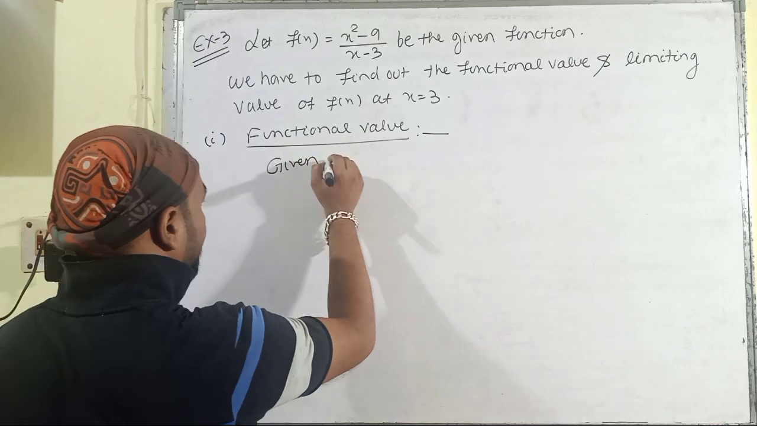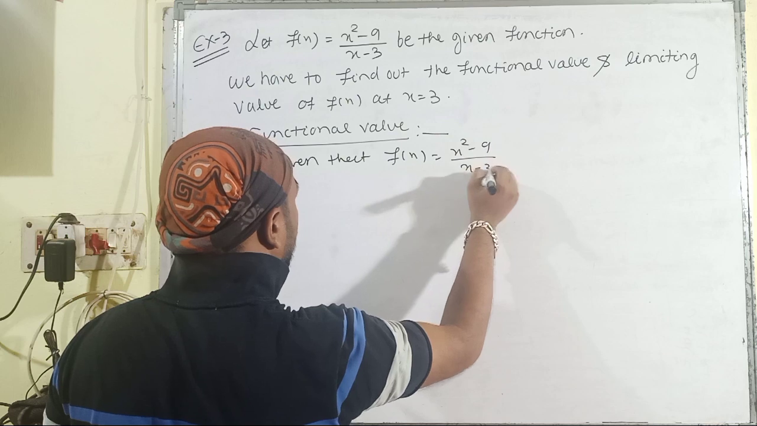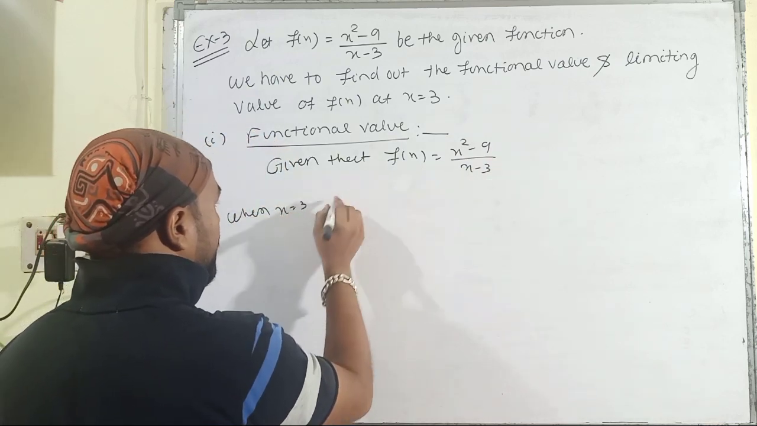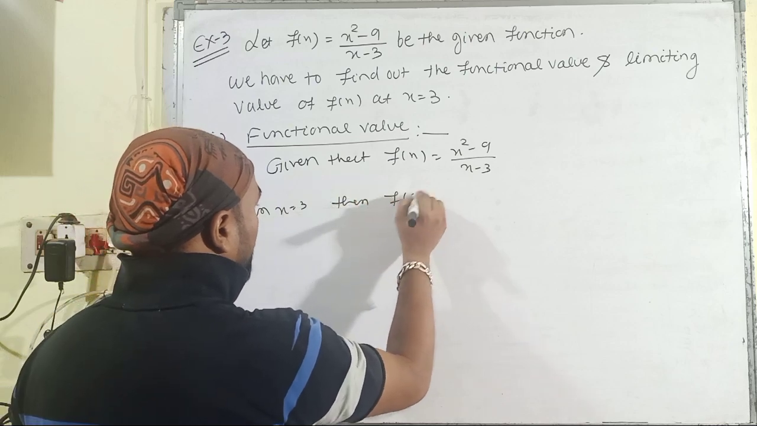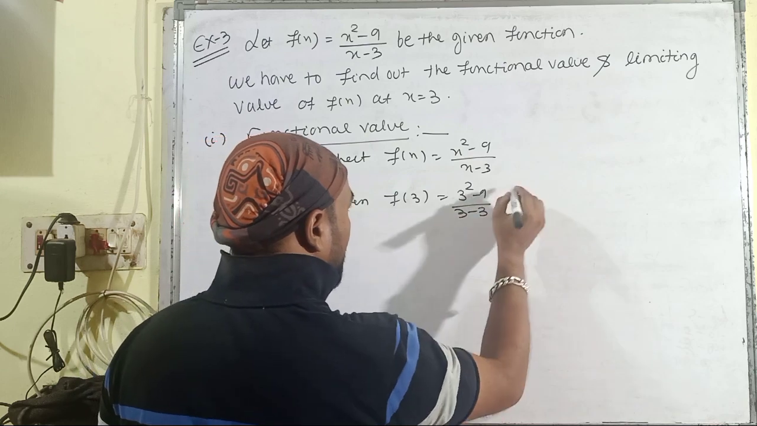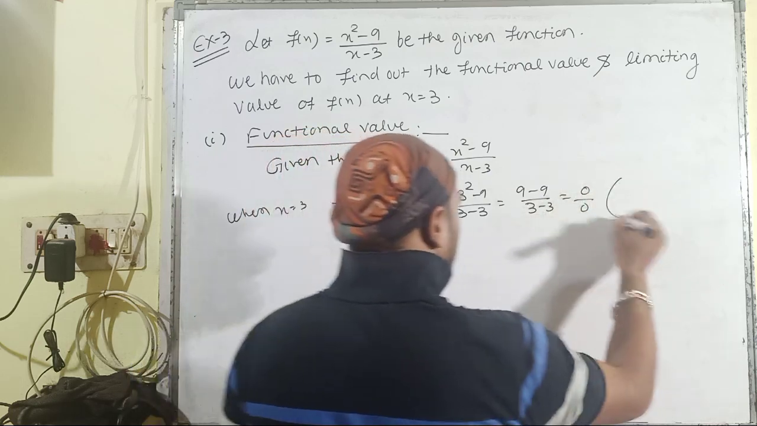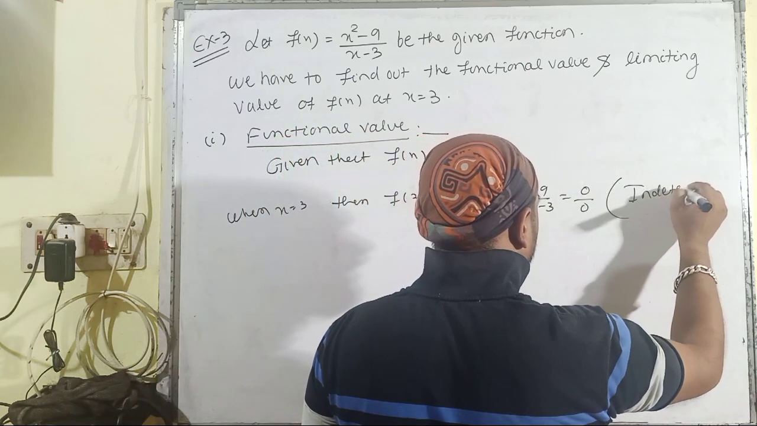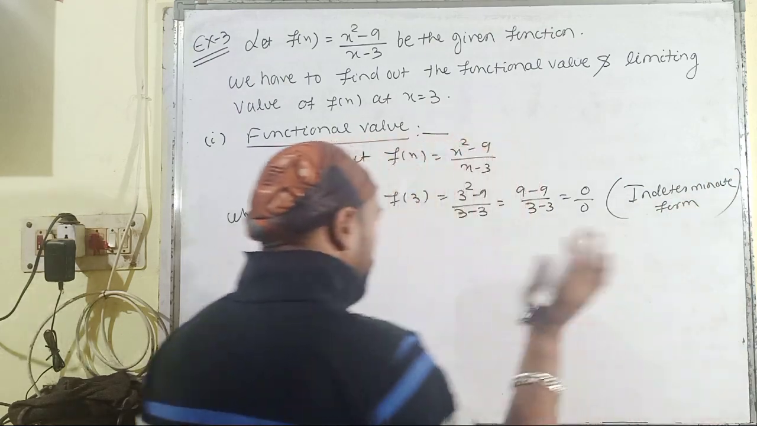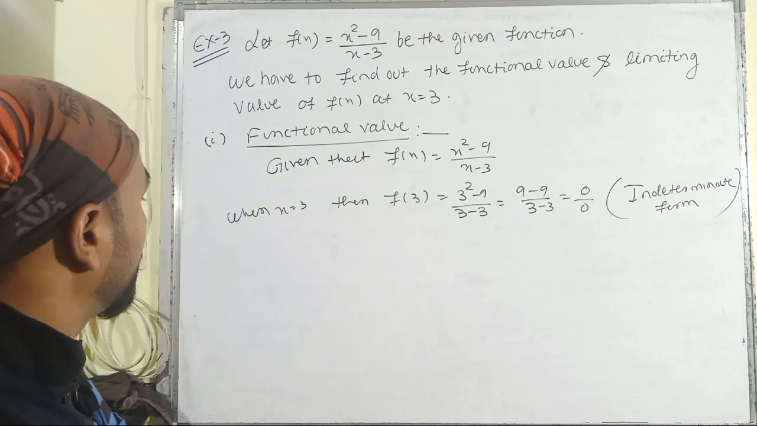Given that f of x is equal to x square minus 9 divided by x minus 3. So when x is equal to 3, the functional value f of 3 is equal to 3 square minus 9 divided by 3 minus 3. That means 9 minus 9 divided by 3 minus 3, which is equal to 0 by 0, and this is called the indeterminate form. Many other indeterminate forms are there, and we will discuss them after this video session.